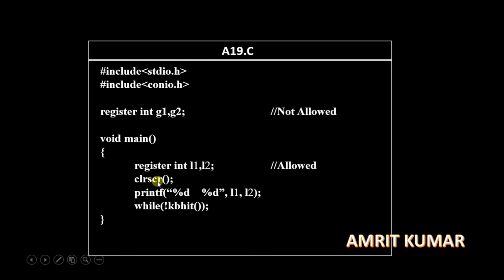After that, I have used the CLR function whose work is to clear the screen. Then I have used the printf function whose work is to display whatever is within the double quotes. So the I1 value is going to be transferred here and the I2 value is going to be transferred here with this format specifier. After that, when anyone presses a key, the main function will terminate.